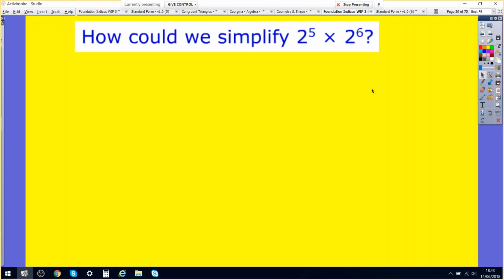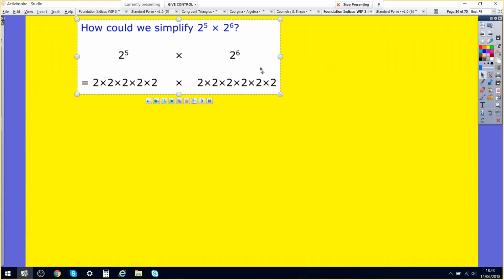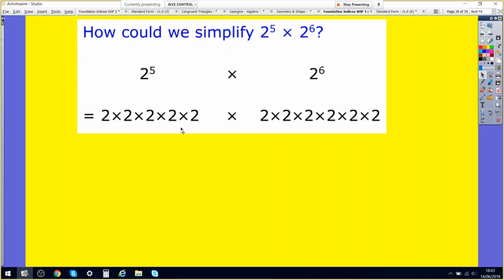This time it's times, rather than divided by. If we were to write this out the long way, 2 to the 5 means 2 times itself 5 times, and 2 to the 6 is 2 times itself 6 times. They're times each other. So how many times is 2 times itself in total? 11. And so how could you write that as 2 to the power of something? 2 to the power of 11.